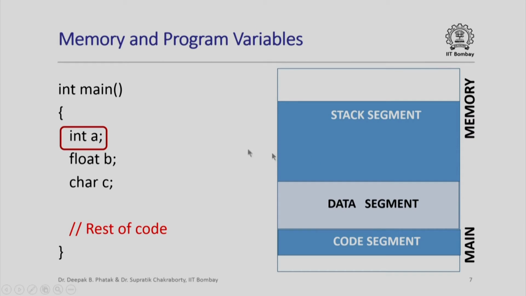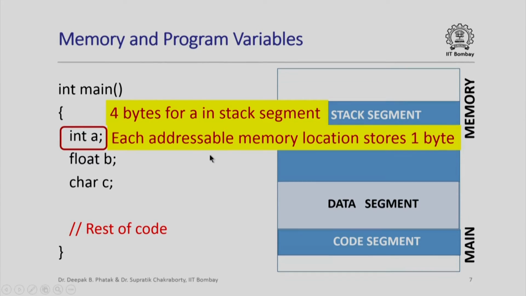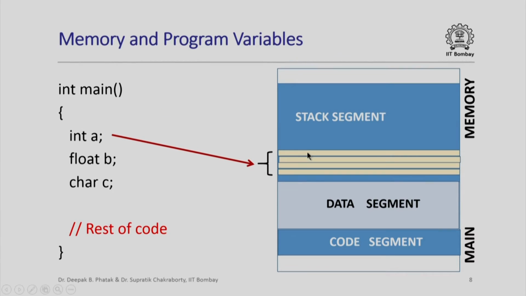This is the stack segment where all the local variables of every function are going to be allocated. So when I have this integer variable a, since we know that integer variables require 32 bits or 4 bytes, I need to have 4 bytes for a in the stack segment. However, each addressable memory location can only store 1 byte, so I must have 4 memory locations reserved for the variable a, and these 4 memory locations for a variable will be contiguous or successive memory locations in the stack segment.